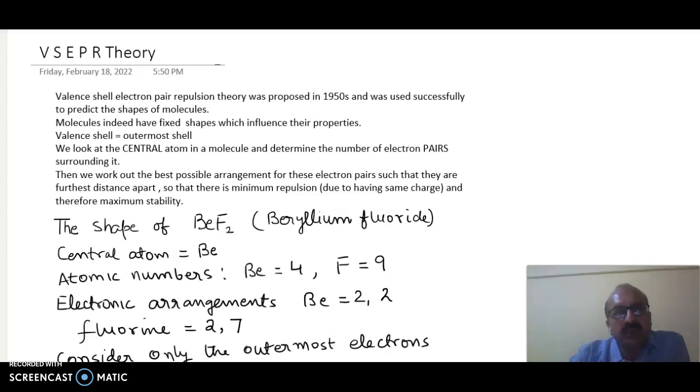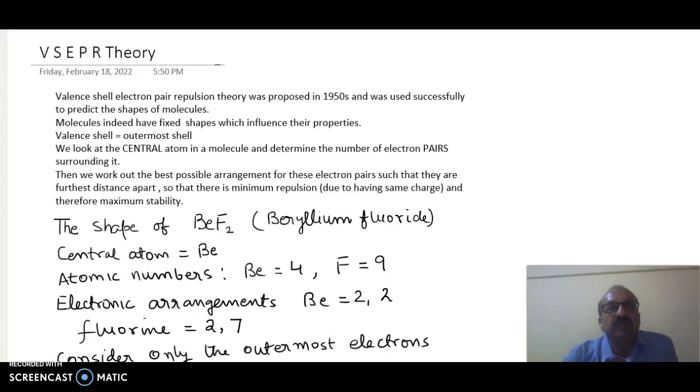Now, in this short video, we are going to look at a very simplified theory called the VSEPR theory, which stands for valence shell electron pair repulsion theory, which was proposed somewhere around the 1950s, and it was successfully used to predict the shapes of the molecules. Now, to understand this theory, we have to understand what is meant by valence shell. Valence shell means the outermost shell of an atom.